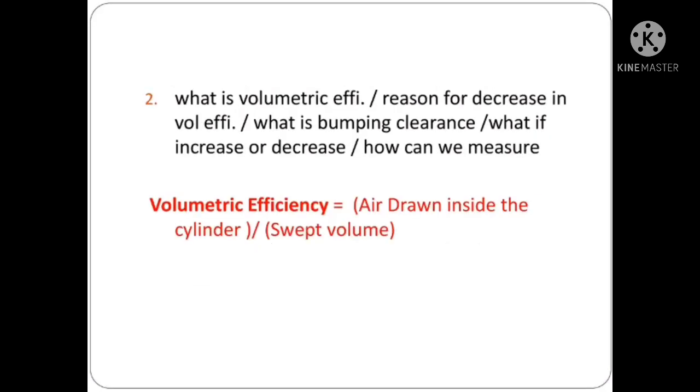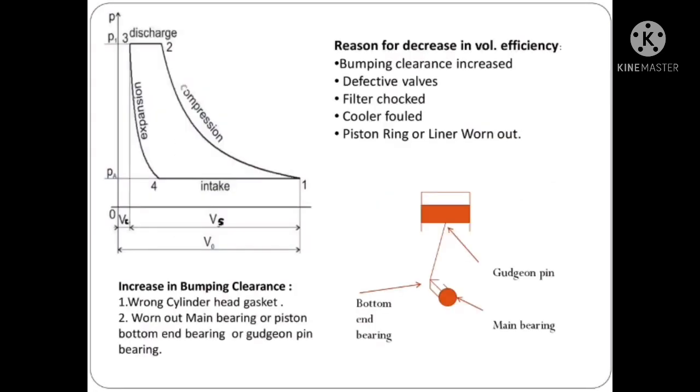Now the second main question is: what is volumetric efficiency, what are the reasons for decrease in volumetric efficiency, what is bumping clearance, what happens if it increases or decreases, and how can we measure it? So guys, volumetric efficiency is nothing but the ratio of air drawn inside the cylinder to the swept volume. So here are the various reasons for decrease in the volumetric efficiency.